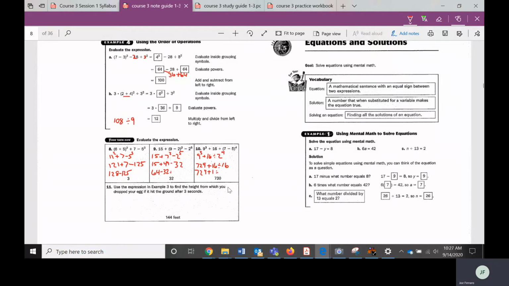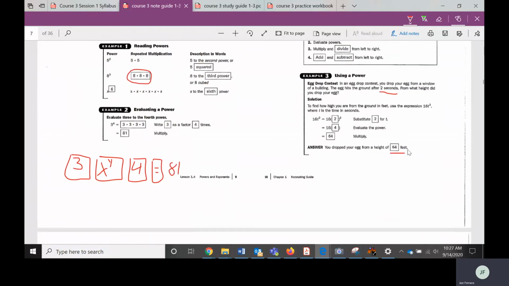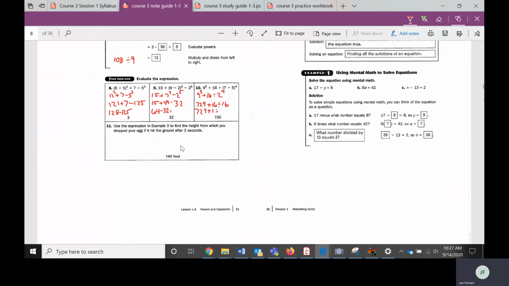Okay. Number 11, they want you to use the same expression from example 3 over here. So the 16t squared, if it fell for 3 seconds. So 16t squared, so we're going to put 3 in for t. Okay. Now remember, exponent first. So we leave the 16. 3 squared is 9. 16 times 9 is 144. Okay.